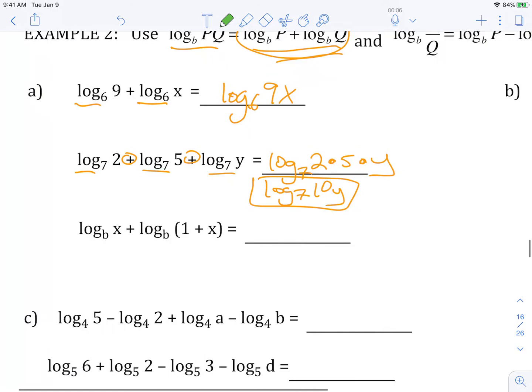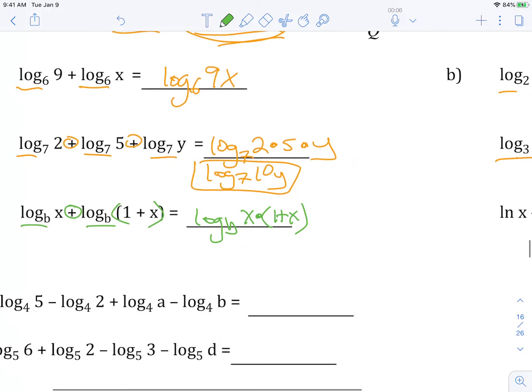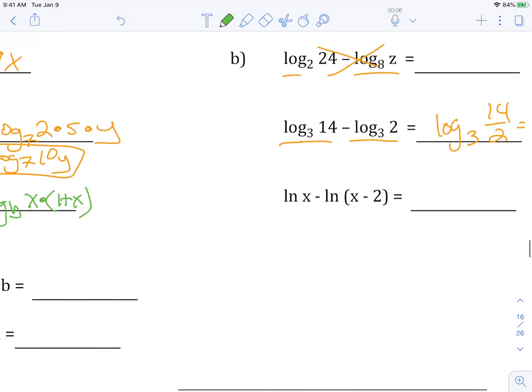All right, again, over here, plus sign, notice the parentheses. You can't just ignore those things. So if it's a plus sign, same base, it's log base b of x times 1 plus x. Yes, you can expand it if you want to, but there's really no point in doing that.